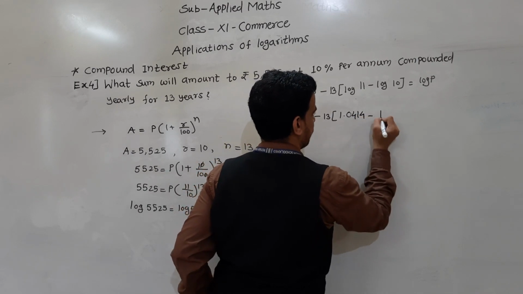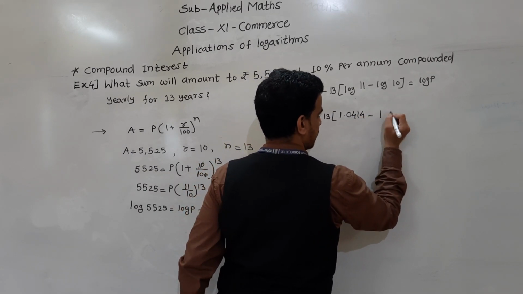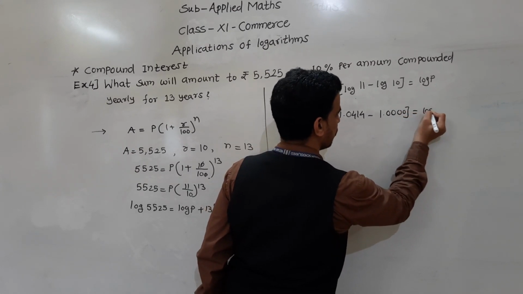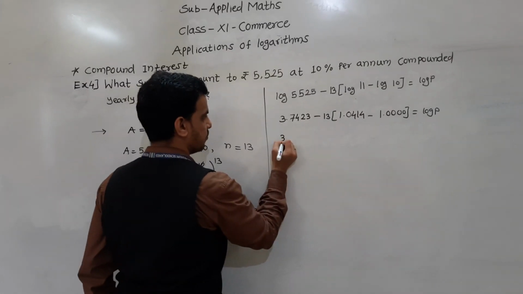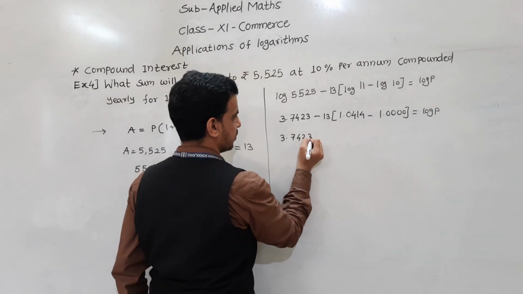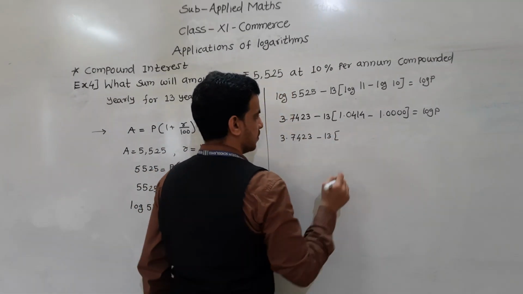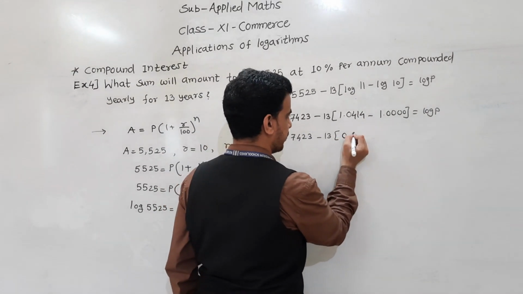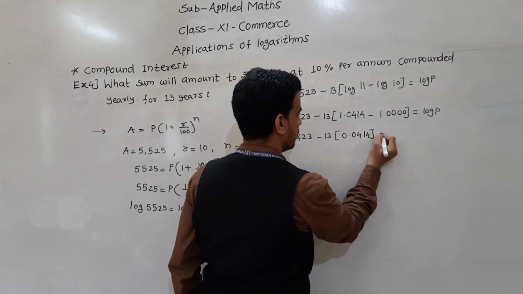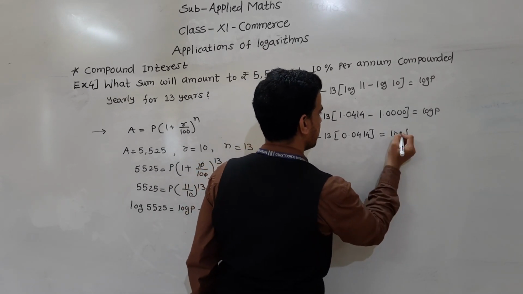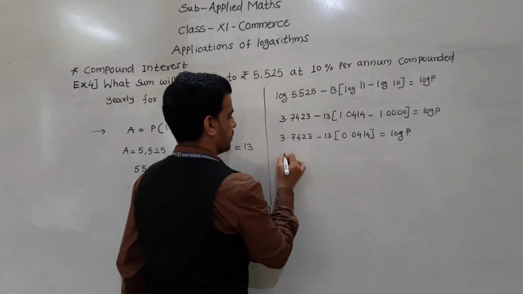0.0414 is equal to log P. So 3.7423 minus 13 into... here if we subtract, it is 0.0414 is equal to log P.